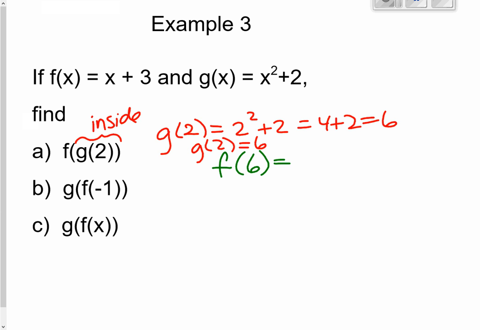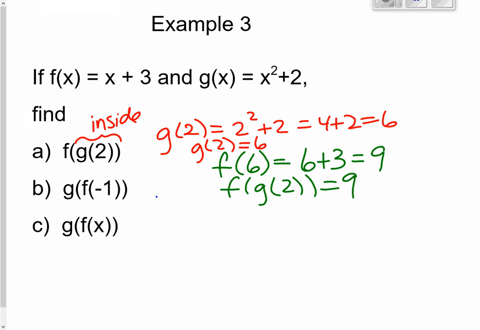So I want to find f of 6. If I go to my f of x function, that's just 6 plus 3, which equals 9. So my answer for f of g of 2 is actually 9. I started by finding g of 2, I got that answer, and then I found f of that answer, so f of 6, and I get an answer of 9. So you maybe pause it right here, see if you can find g of f of negative 1, and then unpause it and come back when you're done.